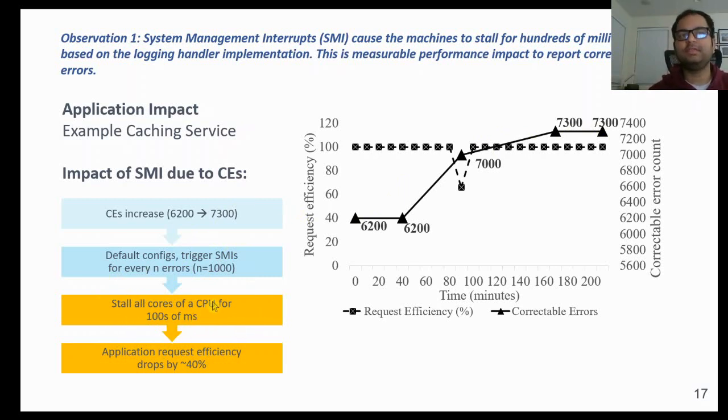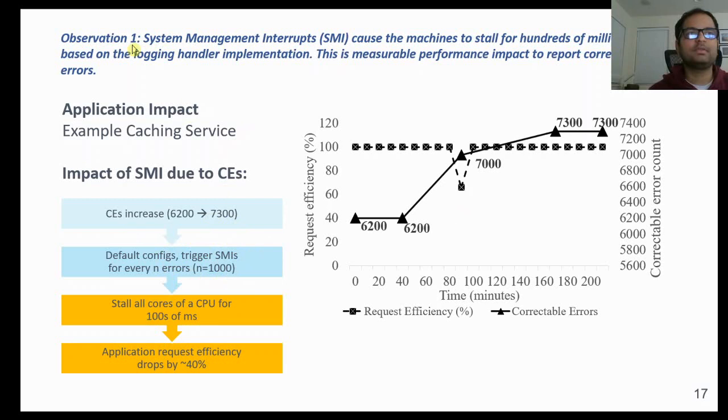And as a result of these stalls, the requests which have a deadline-driven mechanism are not able to finish within the specified time because the CPUs are busy spending time in the stall. And thus, we see that the request efficiency drops by approximately 40% when the number of correctable errors increases by a number which trips the threshold for SMI.